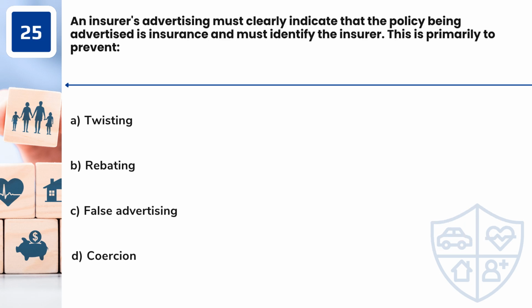Question 25. An insurer's advertising must clearly indicate that the policy being advertised is insurance and must identify the insurer. This is primarily to prevent A. Twisting. B. Rebating. C. False advertising. D. Coercion.